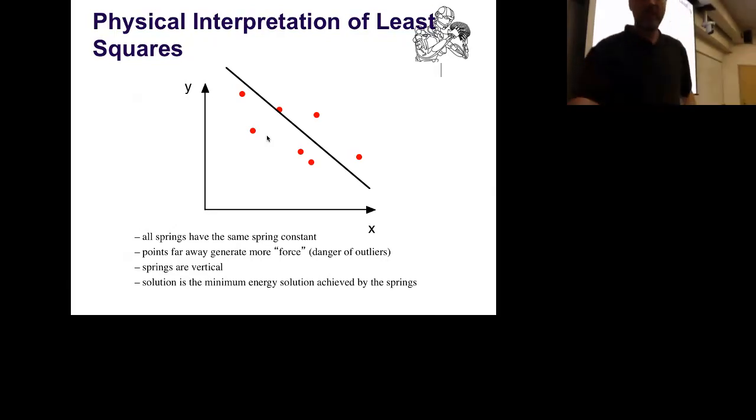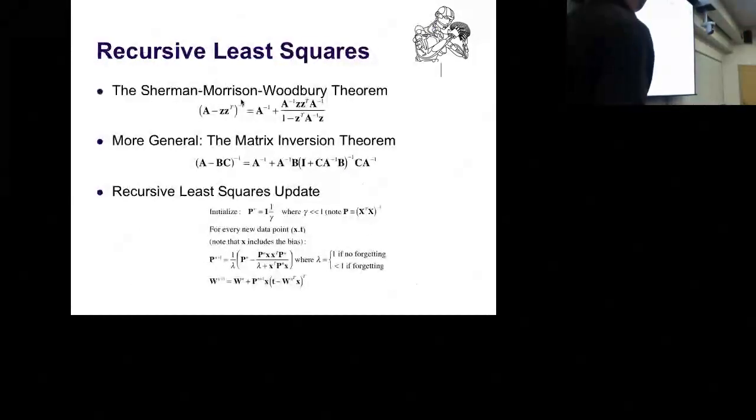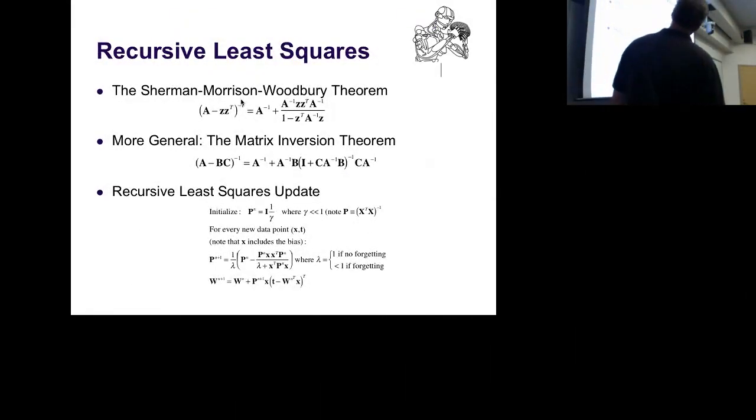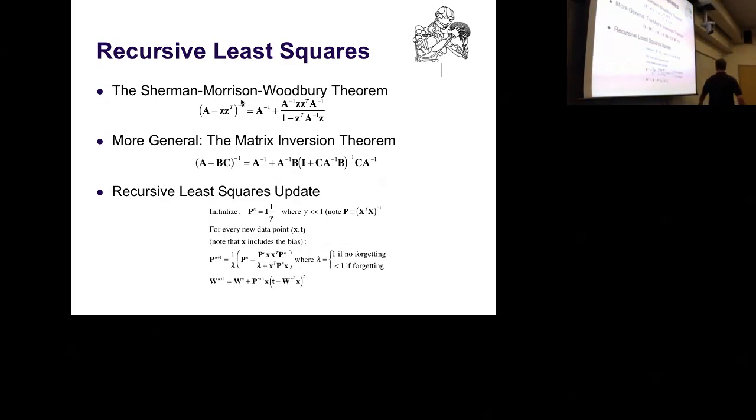Okay. Another fun thing to know about is the Sherman-Morrison-Woodbury theorem. It's such a nice name. Or the matrix inversion theorem. It turns out that linear regression, that is really cool, has a recursive, that means point-by-point, estimation method, which gives the same result as what we had before in our closed-form solution.